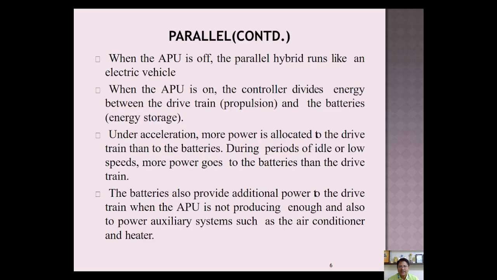Under acceleration, more power is required at the wheels, so it will combine and power the wheels in parallel. The electric motor will give power as well as the IC engine will give power to the wheels. So both will give more power. Quick and very powerful propulsion is possible through this parallel configuration. These are the advantages and functioning of the parallel configuration.